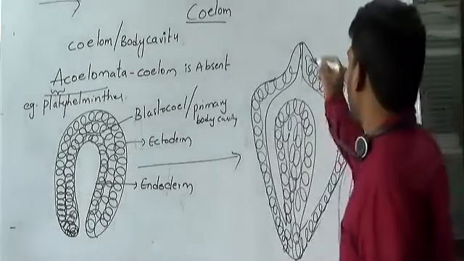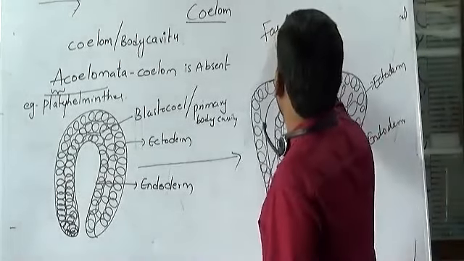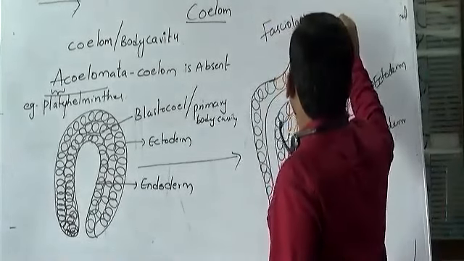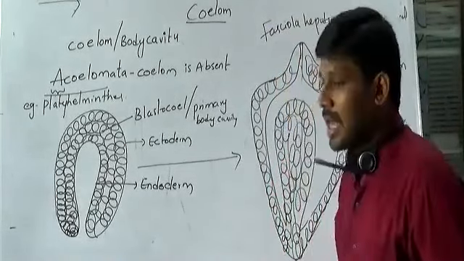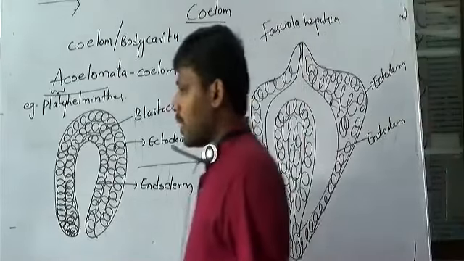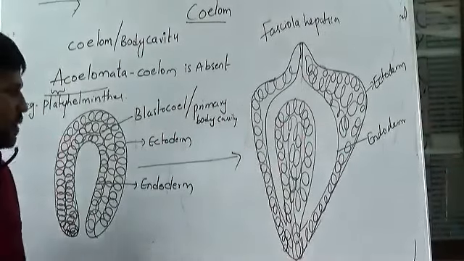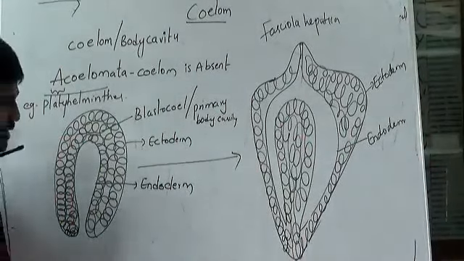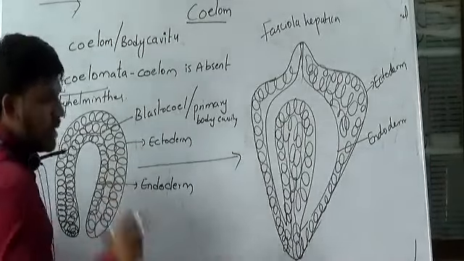So what is this? Fasciola hepatica. Fasciola hepatica is commonly called the liver fluke. So here, this is what? Acoelomata. So now, question: what kind of cavity is present here?